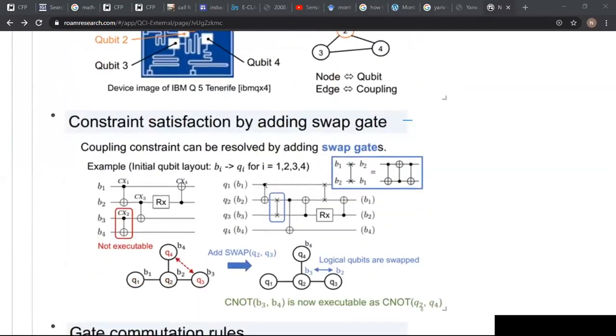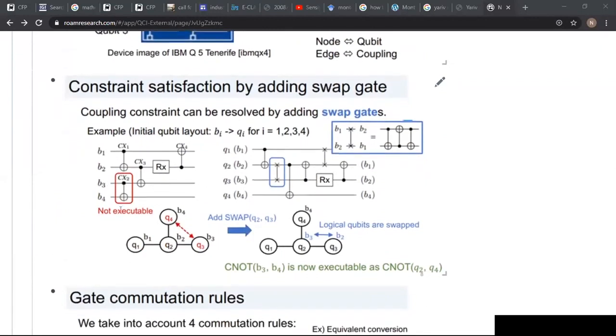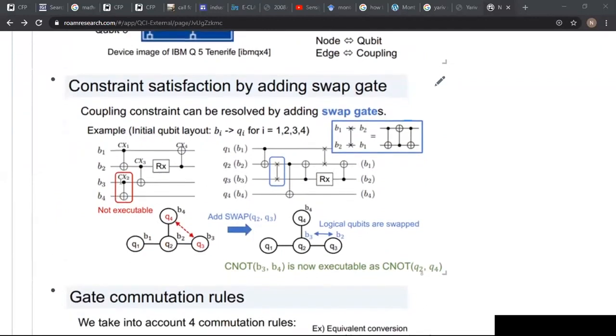So how do you actually do that? We have a scenario where the gate between B3 and B4 will not be executable because of the coupling constraint, because Q3 and Q4 are not connected. The alternative way is to go from Q3 to Q2 and then to Q4. So what we do is we have logical qubit B3 mapped onto Q3 and logical qubit B2 mapped onto Q2.